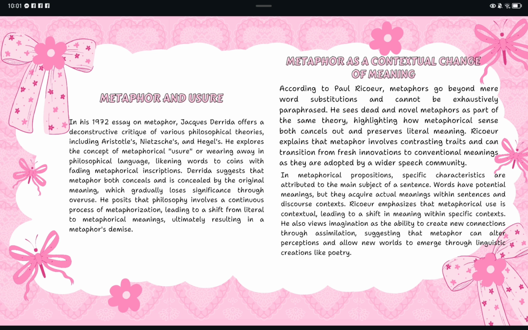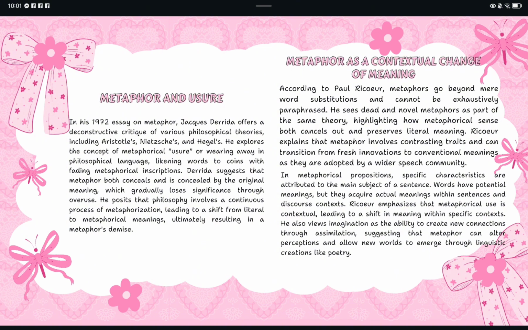Ricoeur agreed with his fundamental premise, emphasizing that metaphors are more than just substitutions for literal words that could be exhaustively paraphrased. However, Ricoeur went a step farther, proposing a more nuanced approach to metaphor. He believed that both dead metaphors, those that have become so commonplace their figurative nature is barely perceptible, and novel metaphors, those that introduce a fresh and unexpected comparison, should be understood within the same theoretical framework.